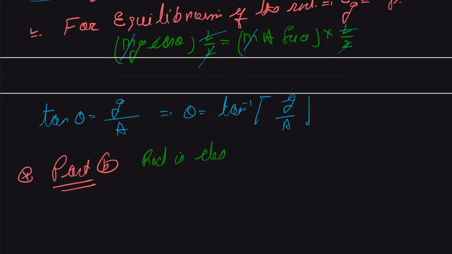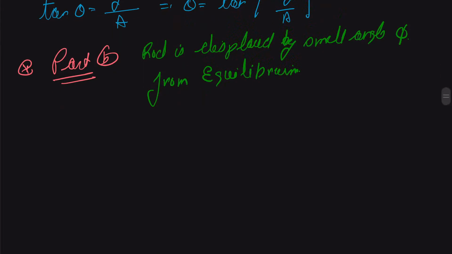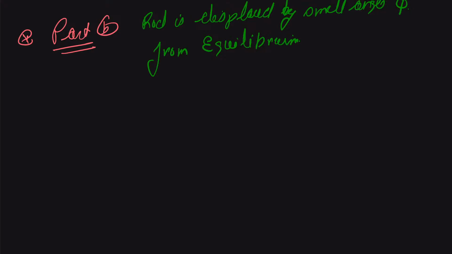Rod is displaced by a small angle phi, okay. A small angle phi from the equilibrium, which basically means that the equilibrium has been disturbed. And for that we can draw an approximate figure also.